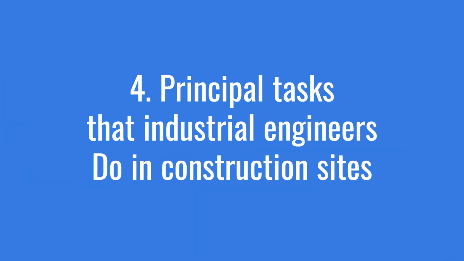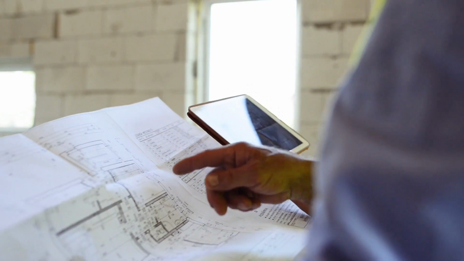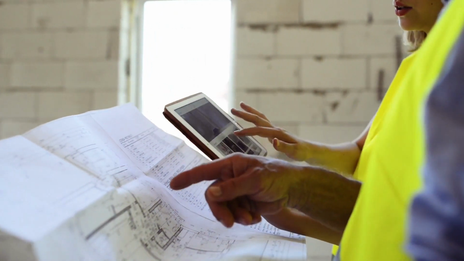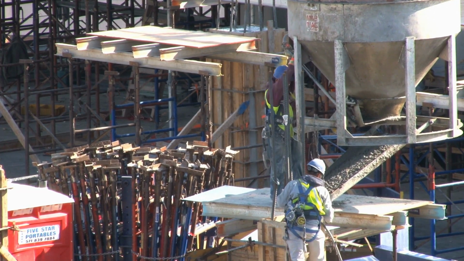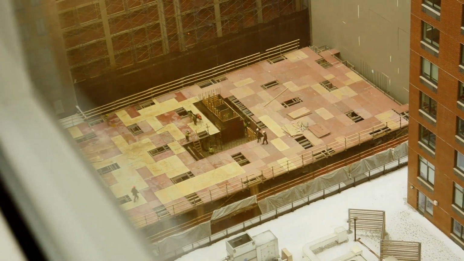We're going to give 4 principal tasks that industrial engineers do on construction sites. 1. Process optimization. For example, in construction sites, an industrial engineer can conduct time-motion studies to identify areas of improvement in a concrete pouring process and redesign the workflow to minimize waiting time and increase productivity.